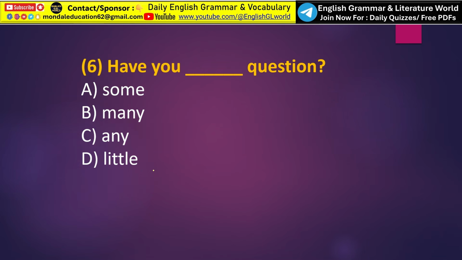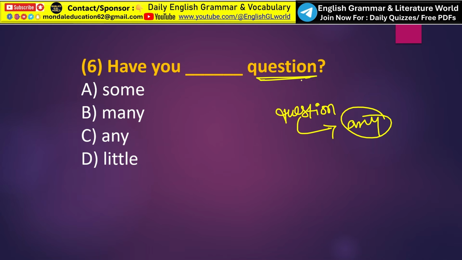Next. Have you dash question? This is an important part. If the sentence suggests a question, then we have to use any. Have you dash question? The correct answer is option C, that is any. Have you any question? So some, many and little are not the correct answers.